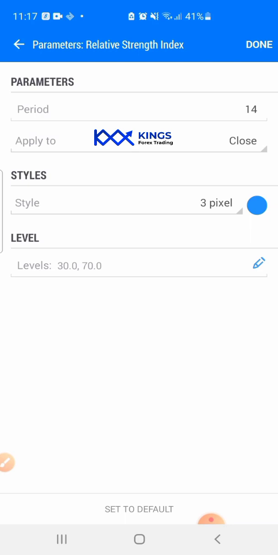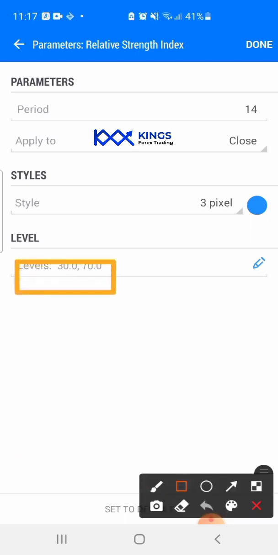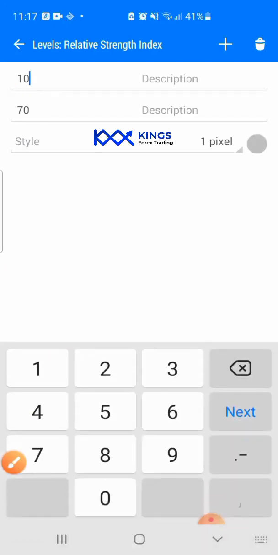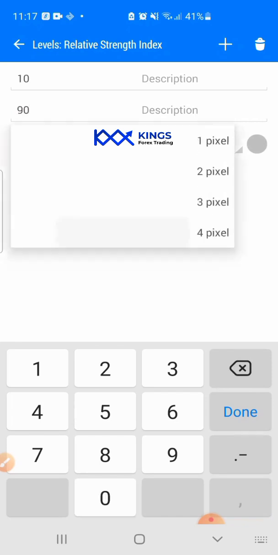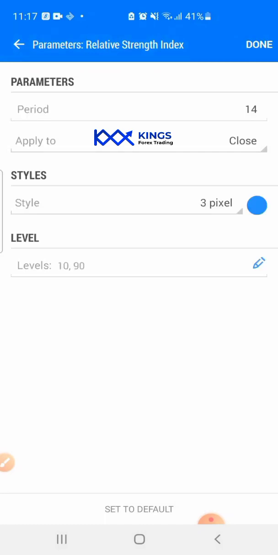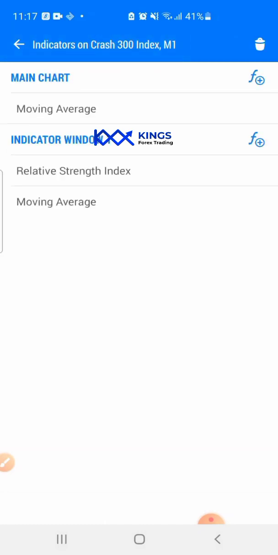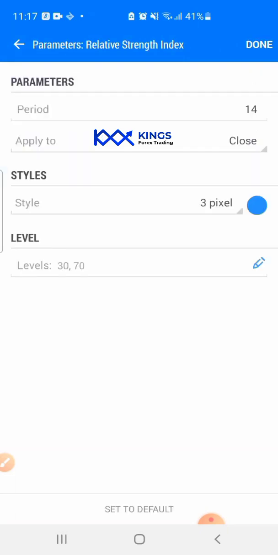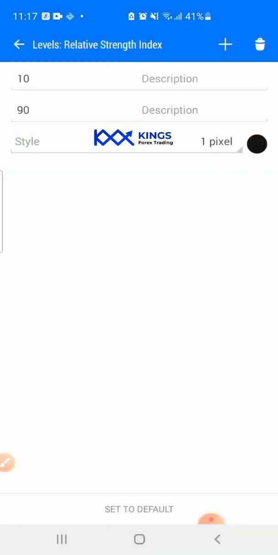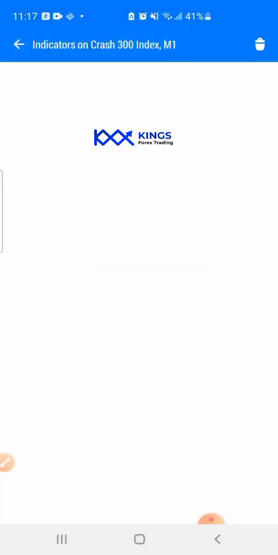The only changes you are going to make is right here, levels. Here in levels you are going to choose 10, and we choose 90. Then here we choose 4 pieces, then change the color to black because I'm using a white background. Then after that I will click on done. Sorry, I need to reset that again and click on done. Then 90, black, and 4. Okay, done.